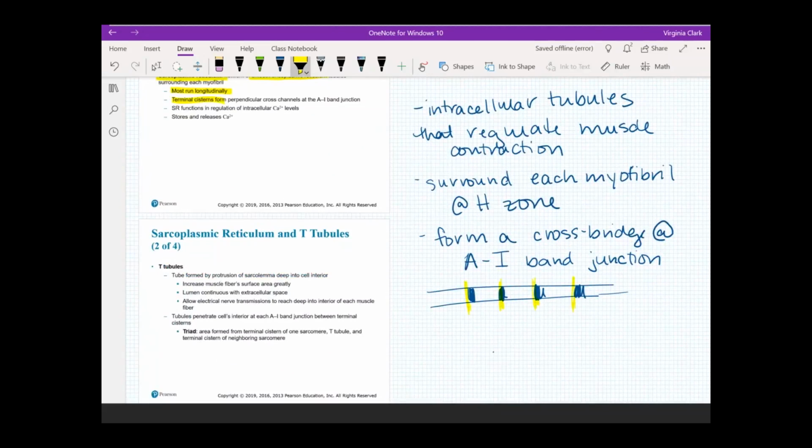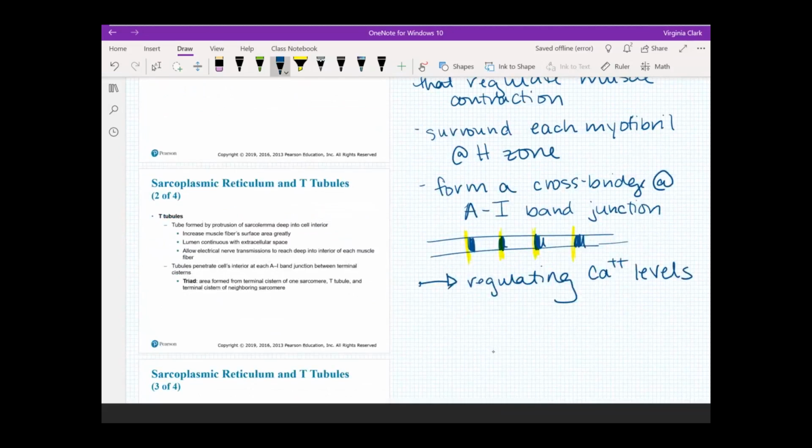What the sarcoplasmic reticulum is responsible for doing, and this is super important, is regulating your calcium levels. We talked about calcium in bones, but it's going to be super important when we get to skeletal muscle. So how much calcium you have is related to how much your skeletal muscles are able to work. Your sarcoplasmic reticulum regulates your calcium levels. And the way it does it is it will actually store calcium, and then it will release the calcium on demand. So when calcium is needed, it will release it.